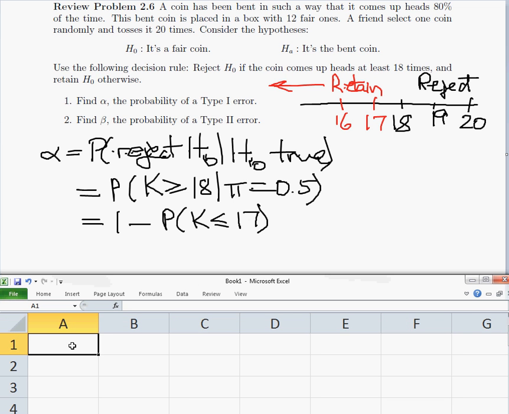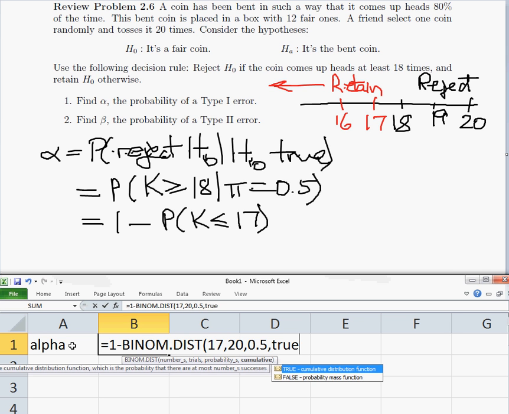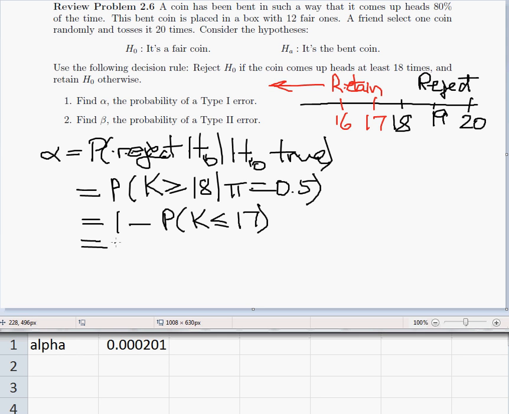So the value of alpha is going to be equal to 1 minus BINOM.DIST(17, 20, 0.5, TRUE). An analogous command would work on a calculator. And so we get a value of alpha that is indeed quite small, about 0.0002. So that is a very small value of alpha.